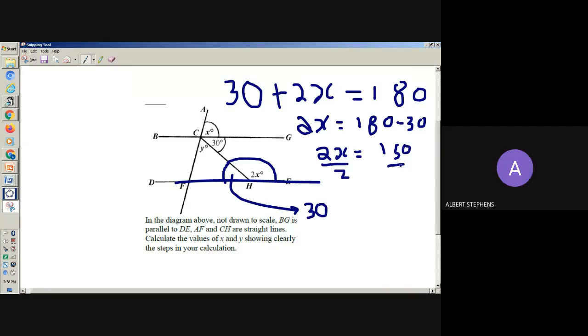Then you divide by 2. 150 divided by 2 is 75. So x is equal to 75. Any questions?